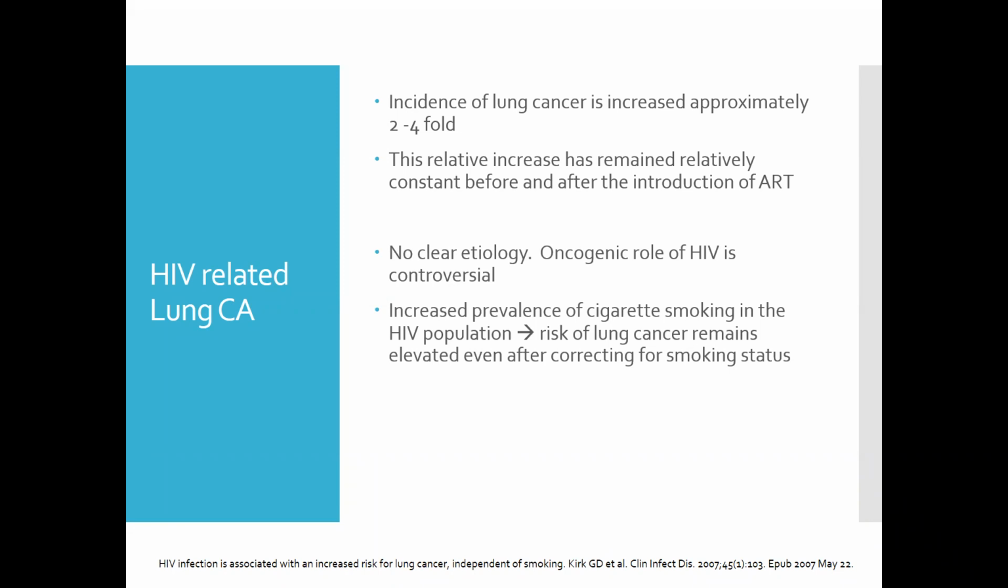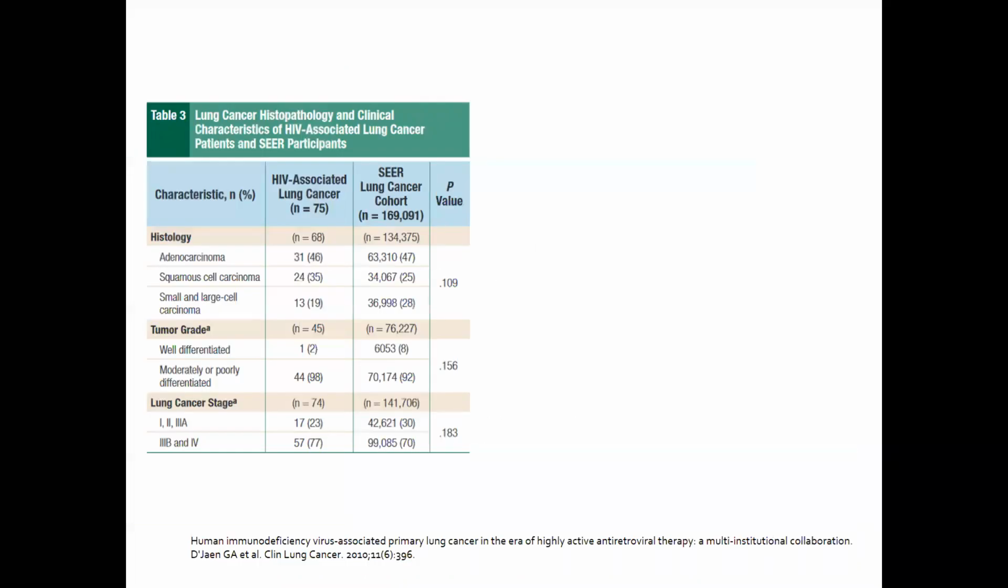We don't have any clear etiology. The oncogenic role of HIV is controversial. There is an increased prevalence of cigarette smoking in patients with HIV, but this study that came out in 2007 actually looked at the risk of lung cancer in HIV patients independent of their smoking status, and we saw that the risk of lung cancer remains even after correcting for their smoking status. And HIV is associated with an increased risk of lung cancer mortality.